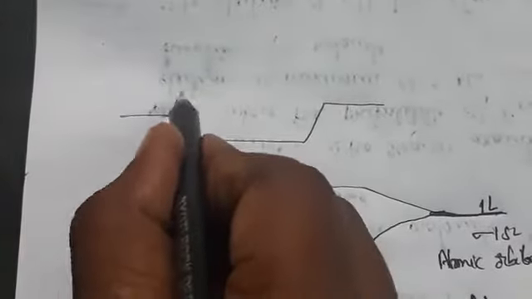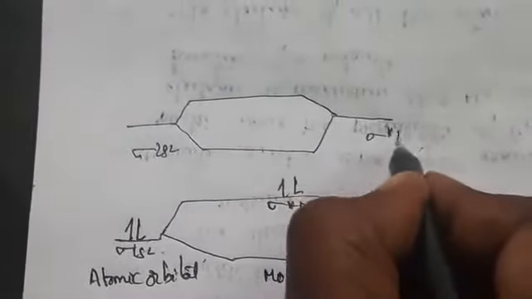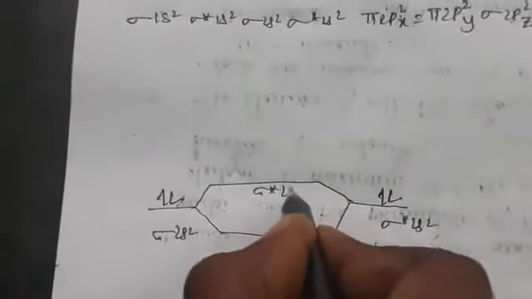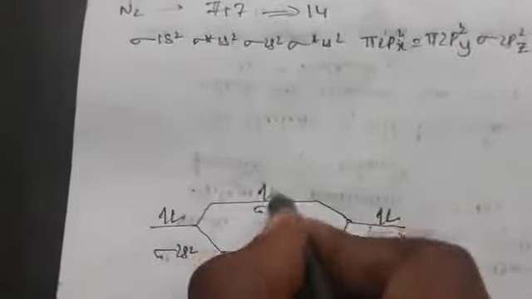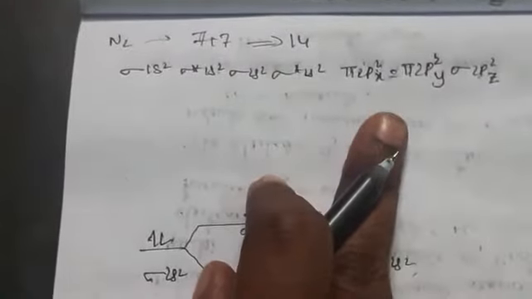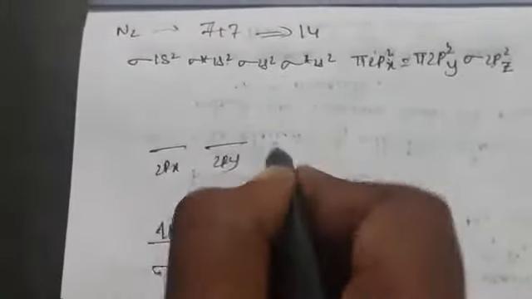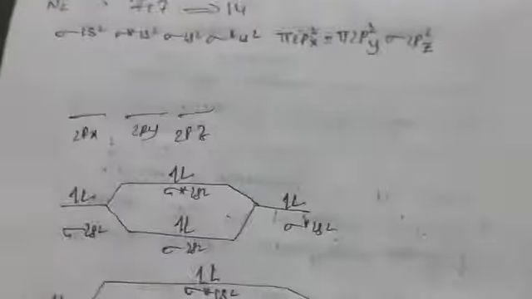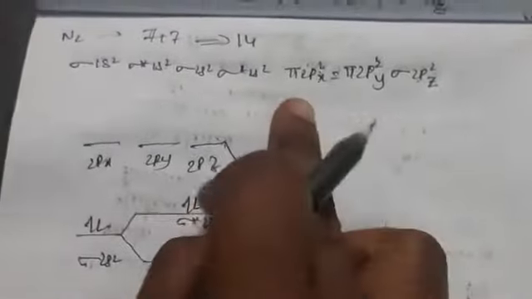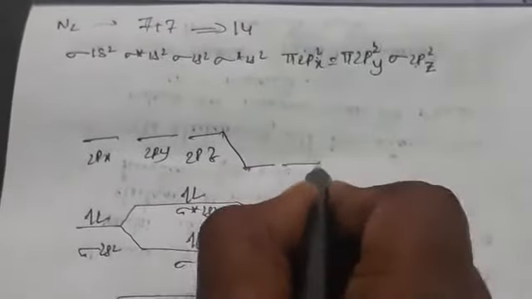In the next step we take 2s2 on each atom, which again has 2 electrons each, and by combining we get sigma 2s2 and sigma star 2s2. Next, what is left is x, y, z. Here you take 2px, 2py and 2pz. Now first you write which orbitals we have: the pi orbitals.